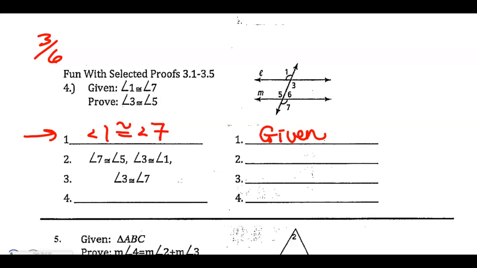What other blank is going to be for free? The bottom one. And you don't write prove in this blank. You've got to figure out, well, why are they the same? All right, so here we go.